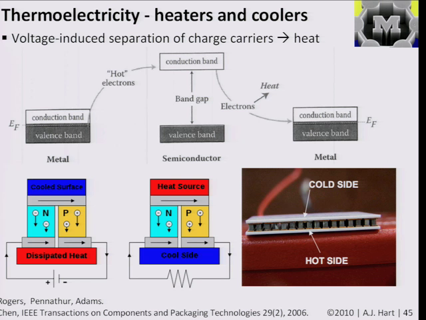And because there's this gap, only the most energetic electrons can make that jump. So they heat up. And as they come across, they get to the metal, and those hot electrons come back down, depositing their heat on the other side. I guess I'm talking about this case. And basically what people will do is they'll put two of these materials in parallel.